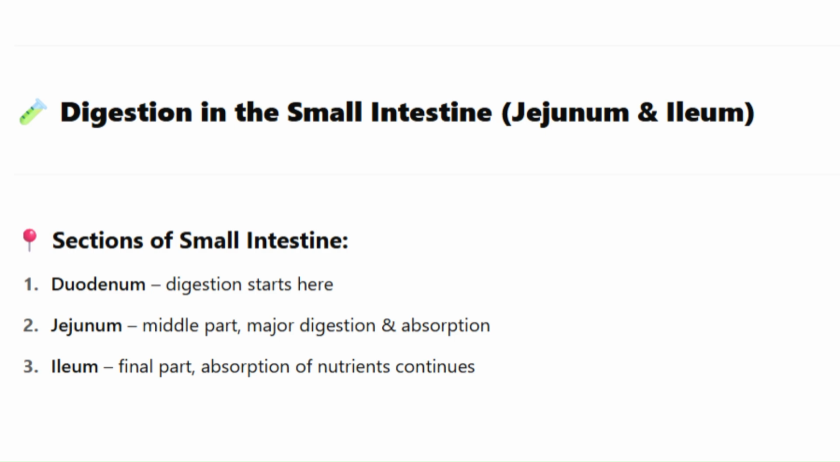Once chyme has been mixed with bile and pancreatic juice in the duodenum, the process of digestion continues in the remaining parts of the small intestine, the jejunum and ileum. 1. Structure of the small intestine. The small intestine is divided into 3 parts. First, the duodenum, where digestion begins with the help of bile and pancreatic juice. Next, the jejunum, the middle part, where most of the digestion and nutrient absorption takes place. And finally, the ileum, which completes the process of nutrient absorption.